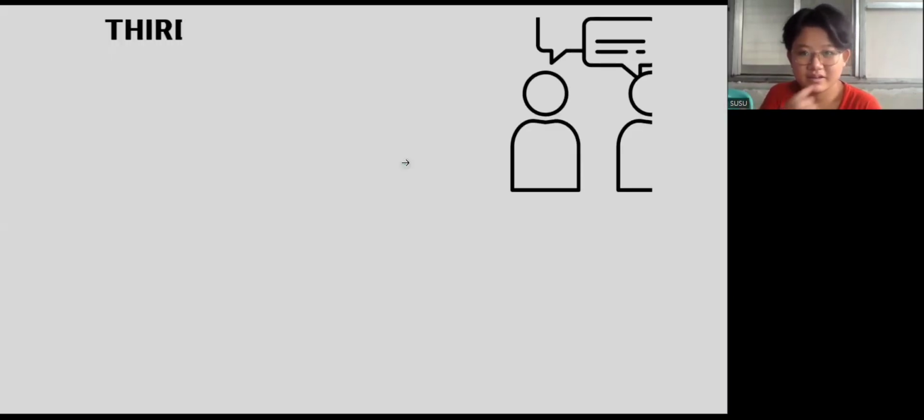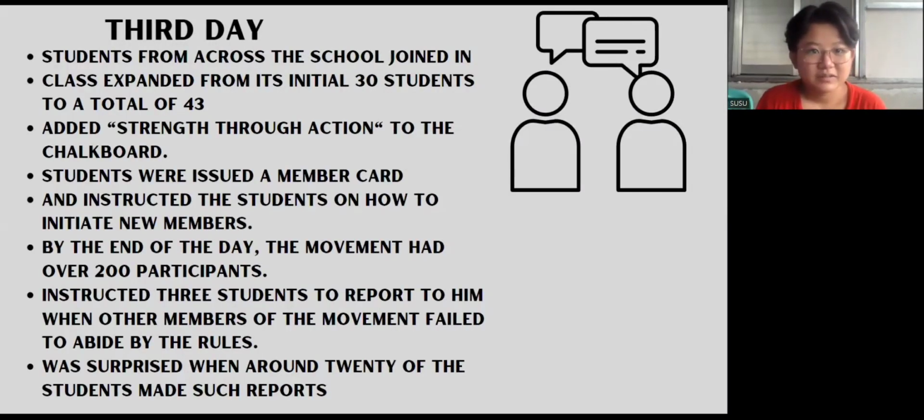And on the third day, the number of students involved in that experiment increased. At first, there were only 30 students, and after 1 or 2 days, there were 43 students participating in that experiment. So he had finished the first quote, so he will put the second quote, "strength through action," on the whiteboard as usual.